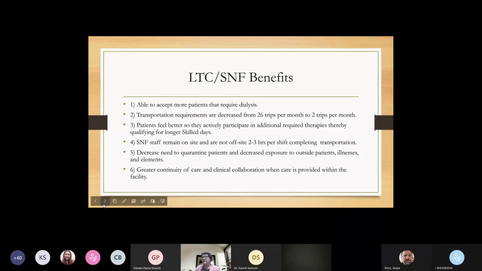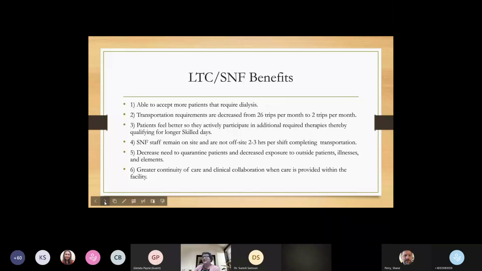We already talked about the staffing requirements to transport patients off-site, and if you could gain back 2 to 3 hours of your staffing by being able to keep them on site instead of transporting them, it creates greater capacity for you to meet patient needs at your facility.